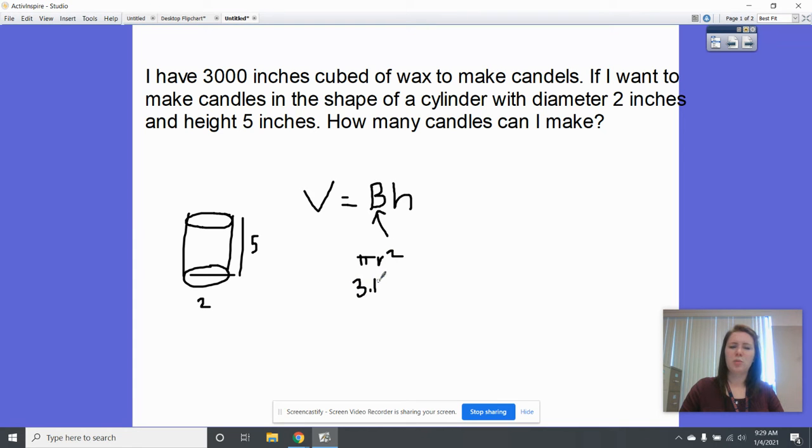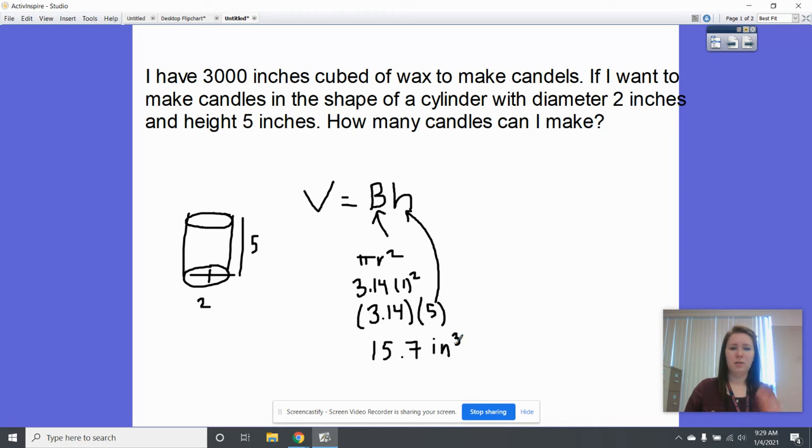So pi, we just use 3.14, times the radius. Well, this doesn't actually tell us the radius. It tells us the diameter. The radius is half the size of the diameter, so I just have to cut this in half. Half of 2 is just 1, so that's easy. So once I have solved this, which happens to just be 3.14, that's my area of the base. I can now multiply times my height, which is 5. I'm going to use a calculator for that. 3.14 times 5 equals 15.7 inches cubed.